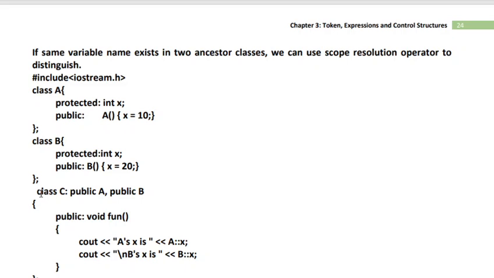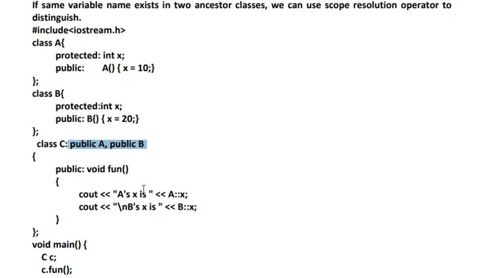So here what I've done is I have created a new class C that is derived from A and B. That means it is publicly derived from A and B. So this basically means I have derived a new class C from A and B, and that's a public derivation.